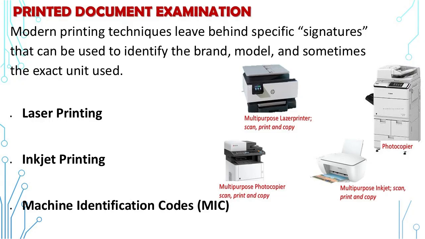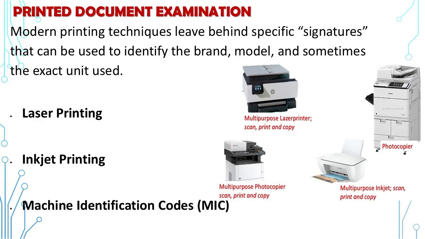In printed document examination, modern printing techniques leave behind specific signatures that can be used to identify the brand, the model, and sometimes the exact unit used. For example, laser printing is identified by toner scatter. Laser printers use a fuser to melt plastic-based toner onto the paper. Inkjet printing is characterized by feathering, that is the ink bleeding into paper fibers, and a lack of physical impression in the paper.